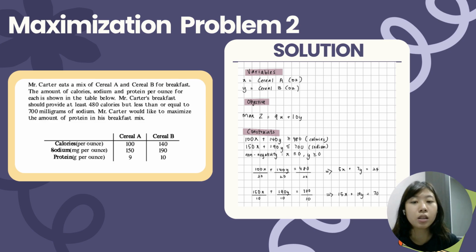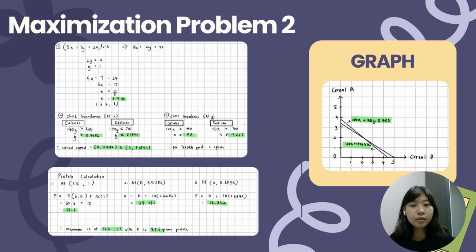To simplify the inequalities, the calorie constraint becomes 5x plus 7y greater than or equal to 24, and the sodium constraint becomes 15x plus 19y less than or equal to 70. Now, let's move on to solving the problem and finding the maximum protein.